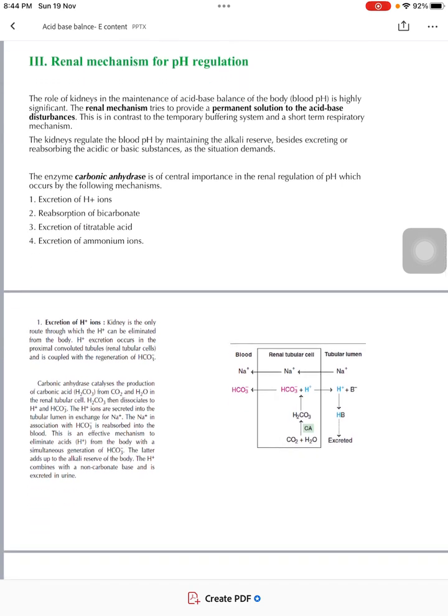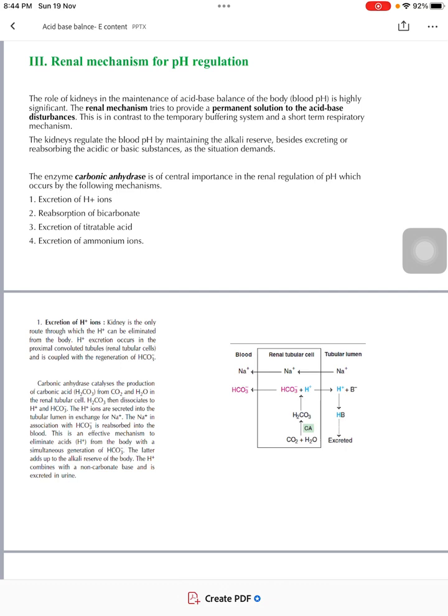Renal mechanism of pH regulation. The role of kidneys in the maintenance of acid-base balance of the body is highly significant. The renal mechanism tries to provide a permanent solution to the acid-base disturbances. This is in contrast to the temporary buffering system and a short-term respiratory mechanism. The kidneys regulate the blood pH by maintaining the alkali reserve, besides excreting or reabsorbing the acid or basic substances as the situation demands.